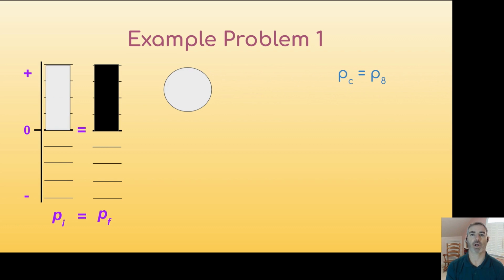We substitute our equation for momentum, mass times velocity, for each. We know that the masses are the same, so that cancels out. And we see that the velocity of the cue ball is equal to the velocity of the eight ball.